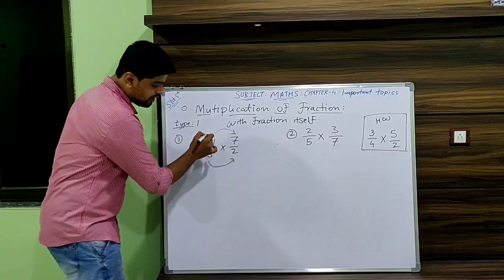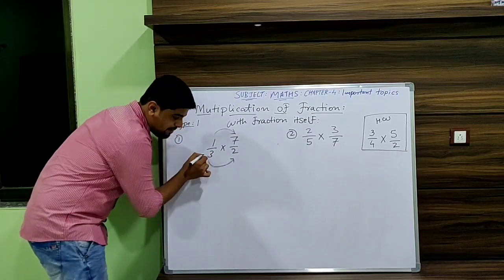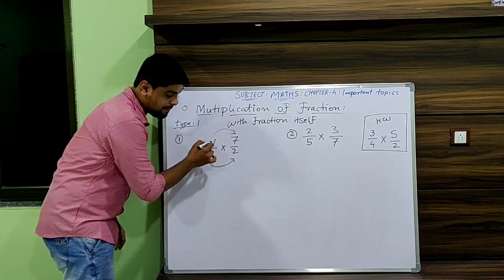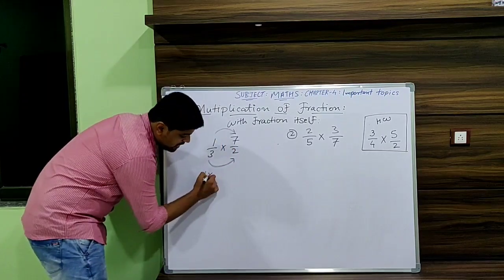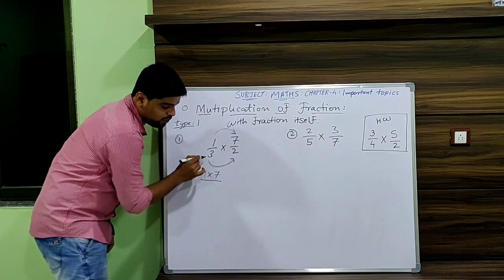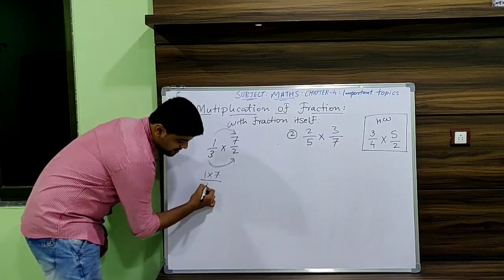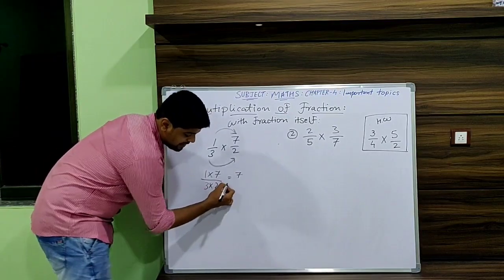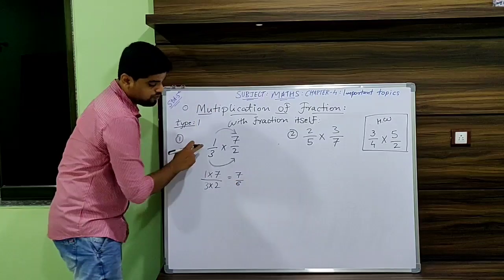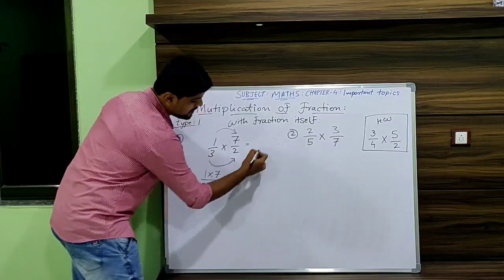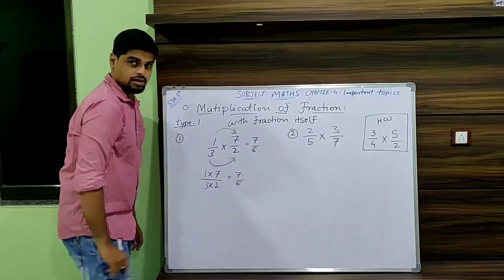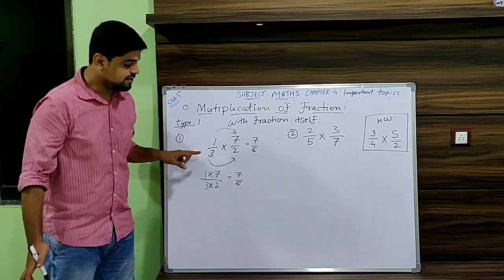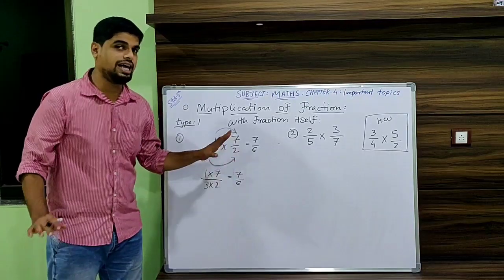Let's see how. In the first example, we have 1 by 3 multiplied by 7 by 2. So as I have said, we can directly multiply the numerators: 1 into 7, divided by, now we directly multiply the denominators, that is 3 into 2. So 1 into 7 becomes 7 and 3 into 2 becomes 6. So for this multiplication, the answer is 7 upon 6. Isn't it very simple? We just multiply the numerators and just multiply the denominators as they are.